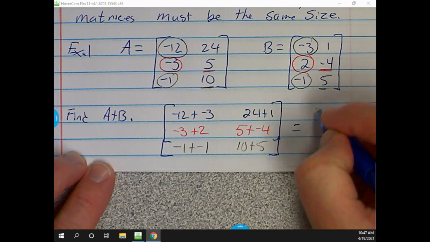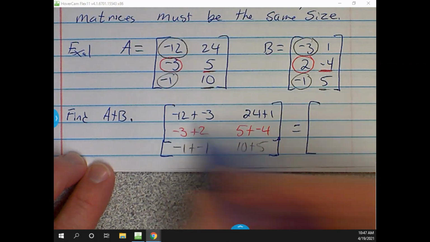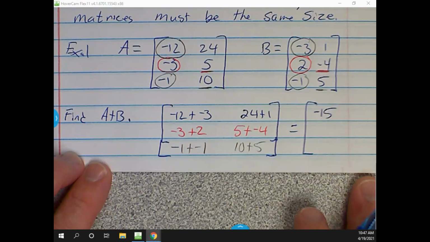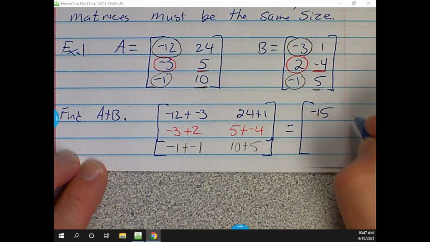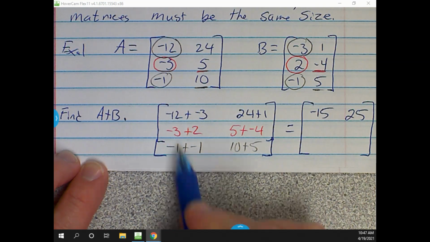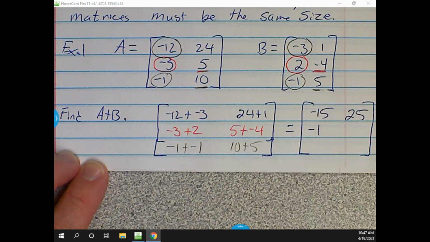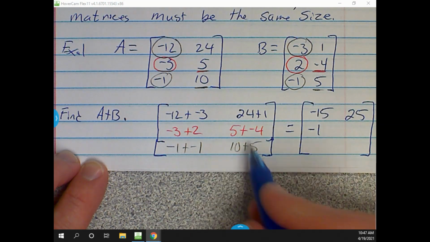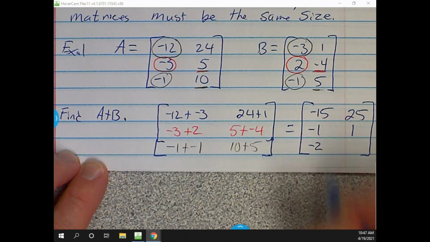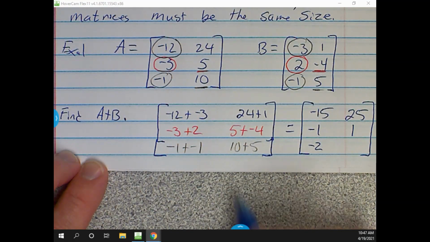So your final answer over here to the left, if we do -12 plus -3, that's -15. 24 plus 1 is 25. -3 plus 2 is -1. 5 plus -4 is also 1. -1 plus -1 is -2. And then 10 plus 5 is 15.